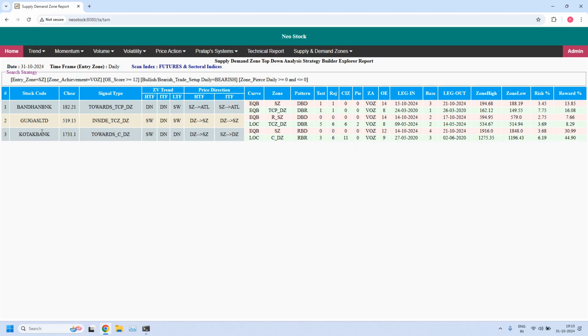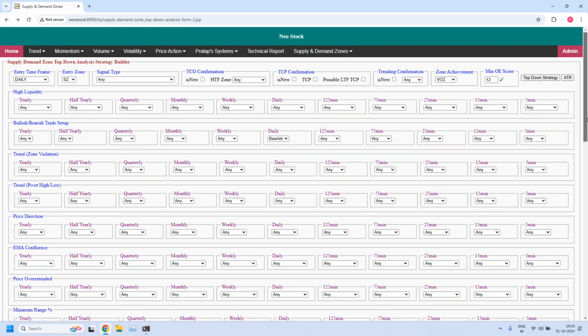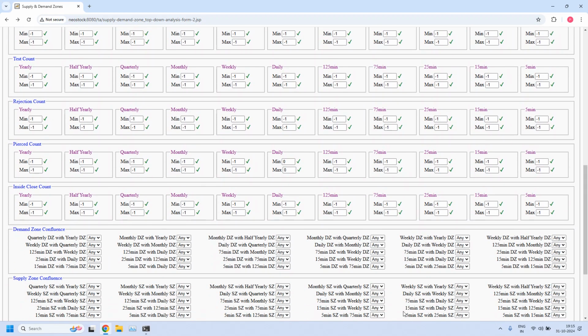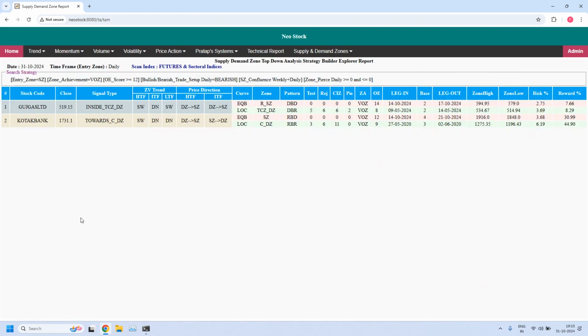Okay, among three, any high probability supported stocks, let's verify. So ITF confluence. So daily supply zone with weekly supply zone confluence. I am enabling the parameter daily supply zone with weekly supply zone confluence. Let's filter. So two stocks are filtered. Both these stocks are having a high probability setup. ITF is weekly, because the daily zone is part of this weekly zone. Weekly trend is down, and any of these weekly zones are having weekly EMA confluence, they are even more high probability setup.